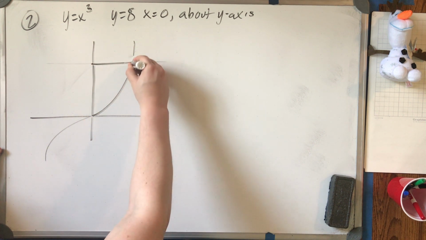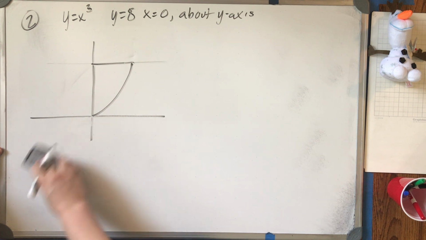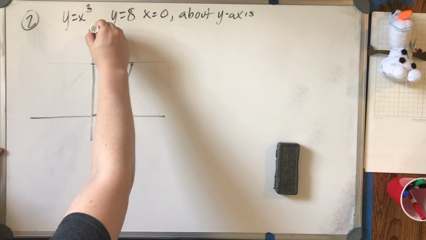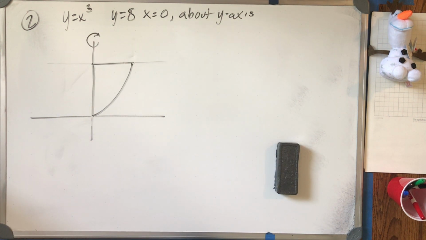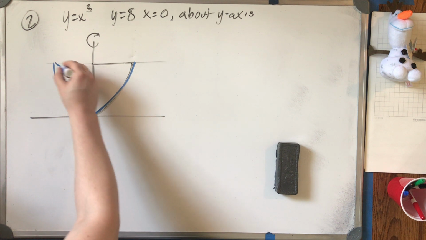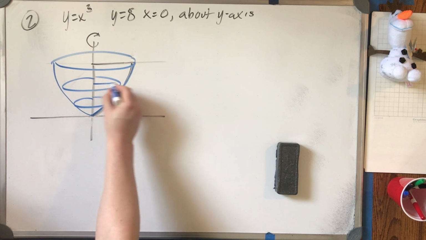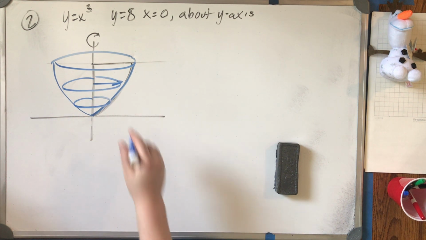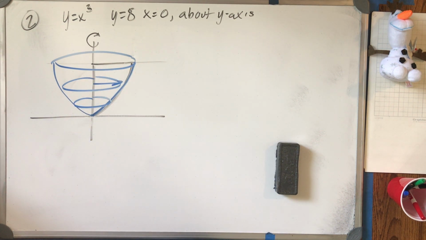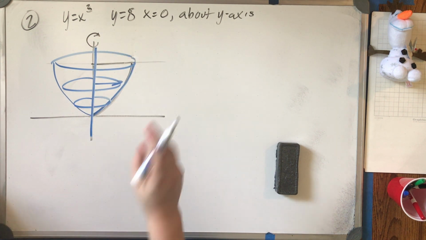So this is the part of the graph that I'm rotating, so I'm just going to ignore the rest of it. And then I'm rotating it around the y-axis, okay? So when I do that, I'm going to end up with a shape kind of like this, and then I have circles going this way. So my radius is going to be going side to side, which means I need to be using y here. Since I'm rotating about the y-axis, I need y's in my equation.